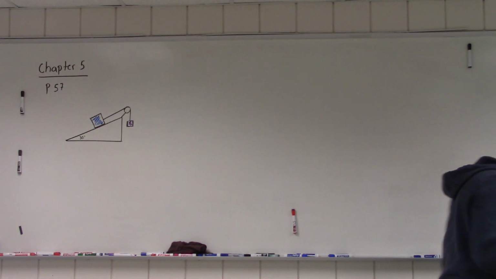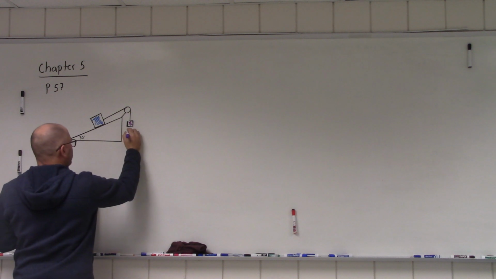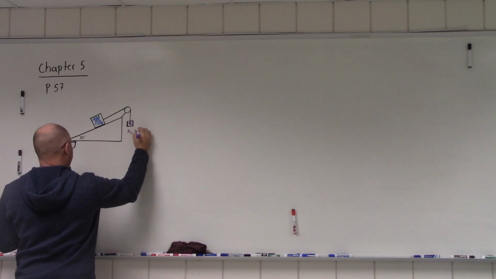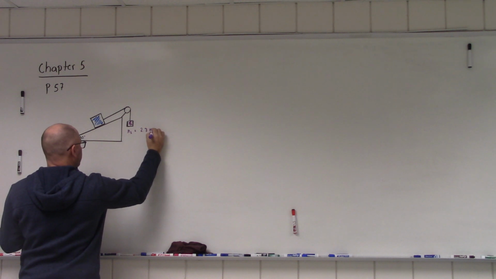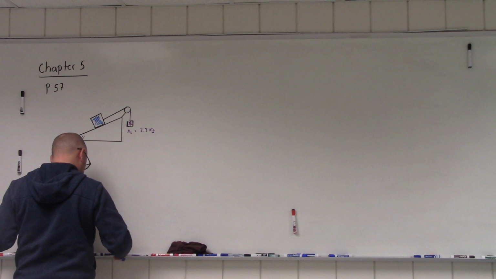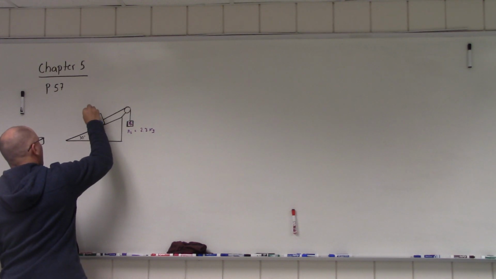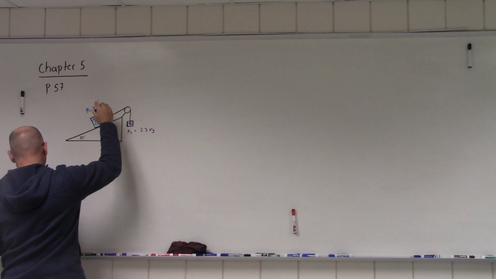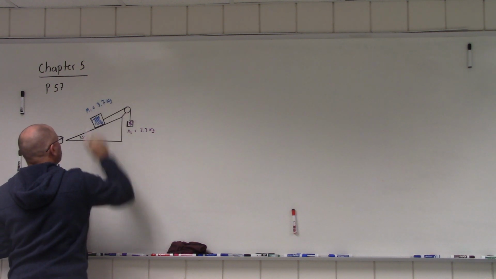And so, I want to write the masses. So we're going to call this one M2, and its mass is 2.3 kilograms. Call this one M1, and its mass is 3.7 kilograms.